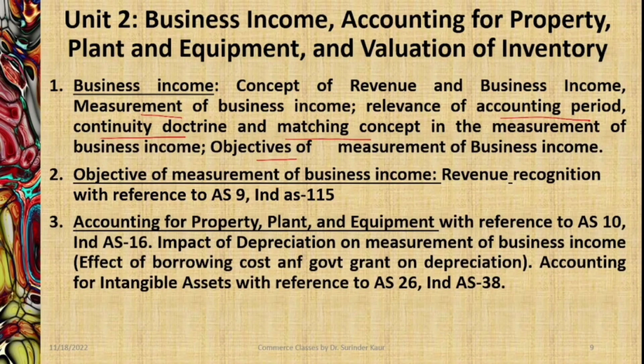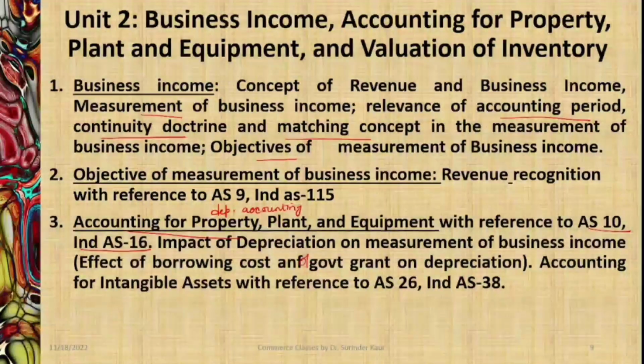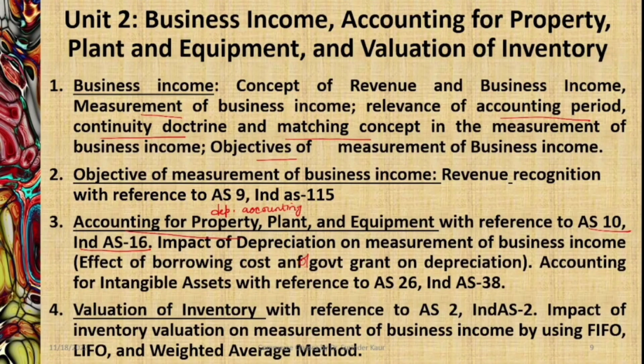Finally, accounting for property, plant and equipment, which we usually refer to as depreciation accounting. Right? So we'll be studying this along with the relevant standards, that is Ind AS 16 and AS 10. Then the effect of depreciation on measurement of business income, effect of borrowing cost, government grants on depreciation, then accounting for intangible assets with reference to AS 26 and Ind AS 38. Valuation of inventories, again with the relevant accounting standards, different methods of inventory valuation and their effect on the business income. That completes Unit 2.